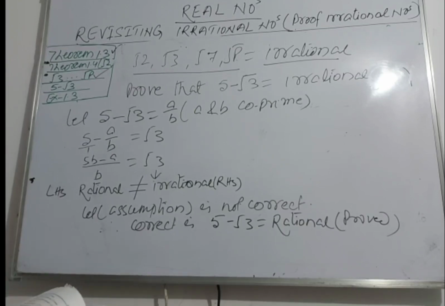What will we do? We will select one side like this, then any other number like this. Okay, let us do one more number. Proof of irrational, root 3 proof. Okay.